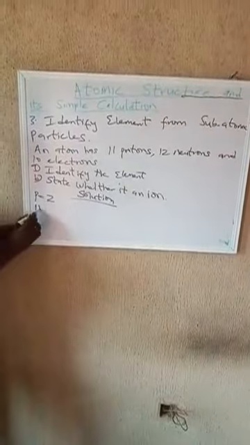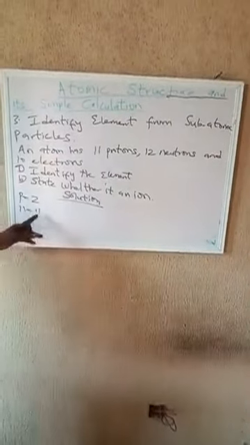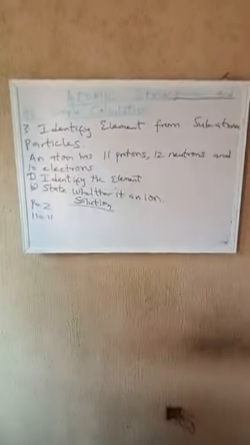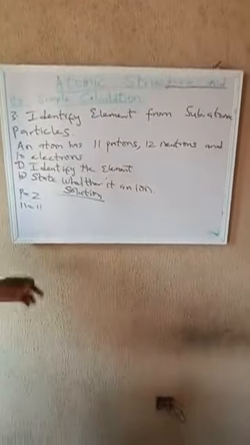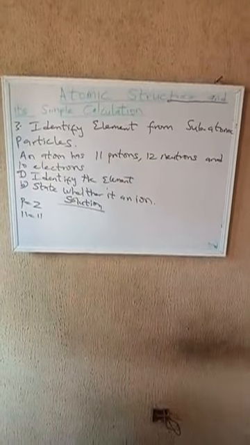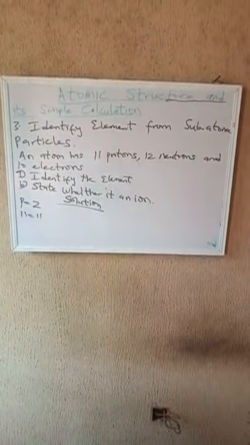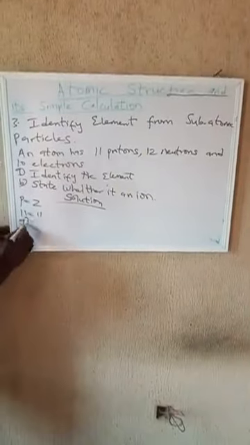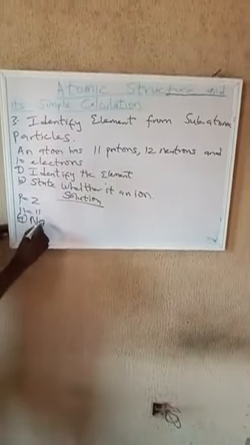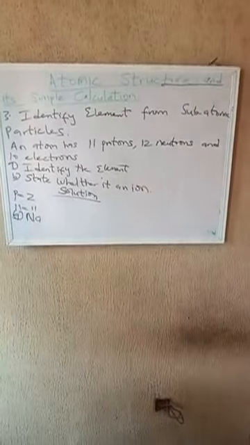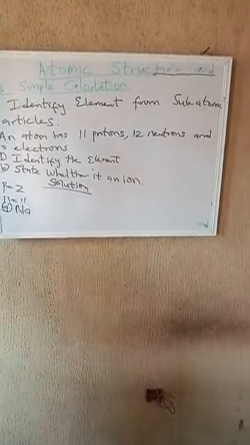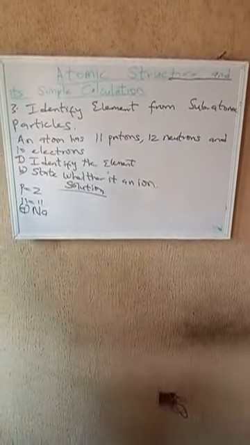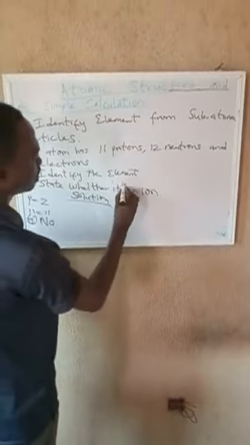So that means the element in question will be the number 11 element in the periodic table, which is what? Which is sodium. So it is sodium. We have identified the element as sodium. Now let's state whether it is an ion.